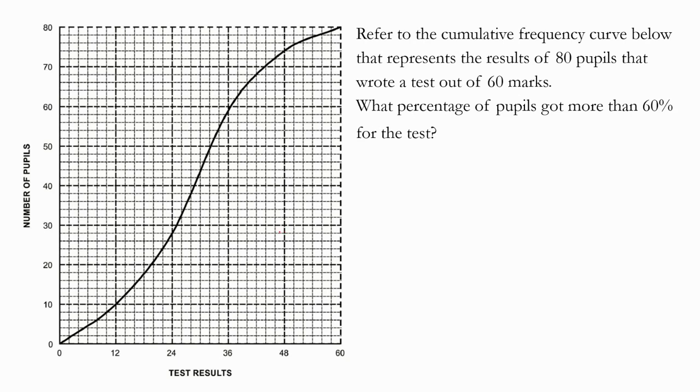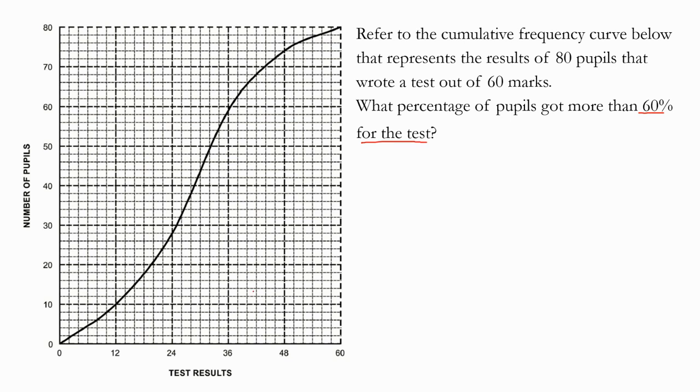We are doing question 6C now. Refer to the cumulative frequency curve below that represents the results of 80 pupils that wrote a test out of 60 marks. What percentage of pupils got more than 60% for the test?